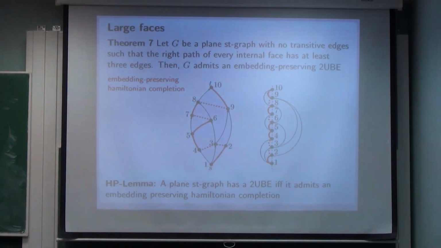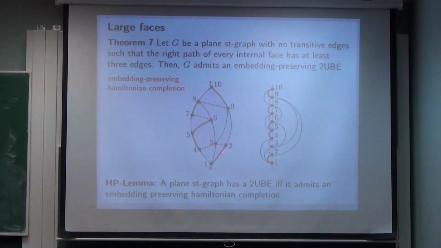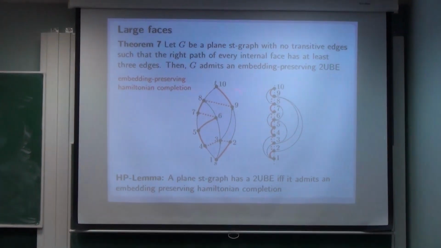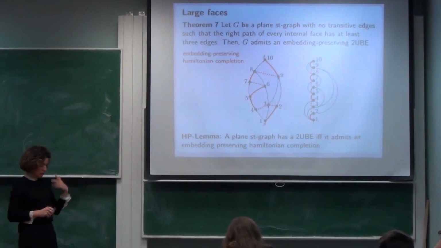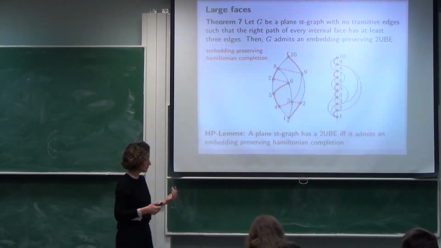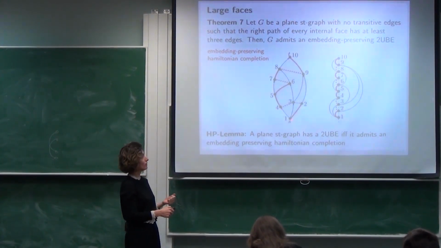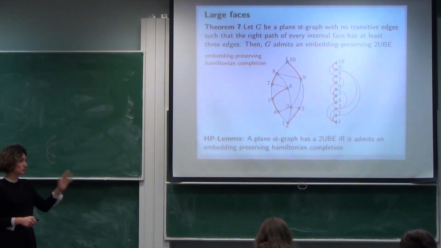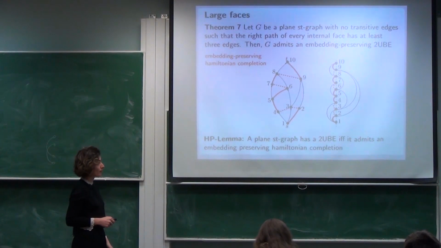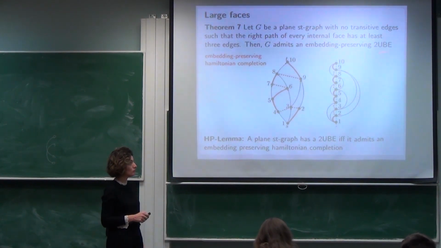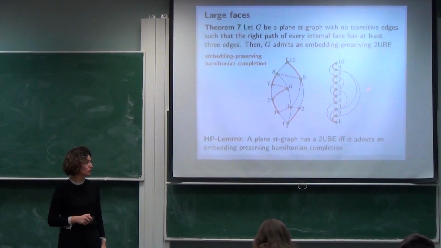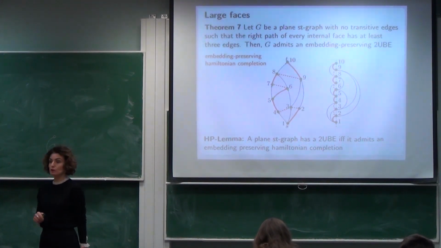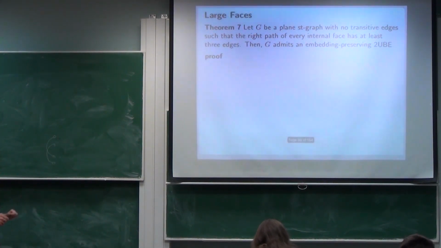Hamiltonian completion here means additional directed edges which I add, but only within the faces, such that the resulting ST digraph remains acyclic, planar, single source, single sink, and has a Hamiltonian path from S to T. These two conditions are equivalent. This has been shown in one of the previous works, so I'm using this fact. From now on, I'm not going to search for a 2-page book embedding, but I'm going to search for a Hamiltonian completion.